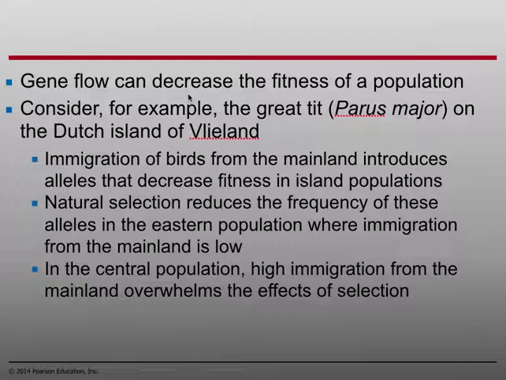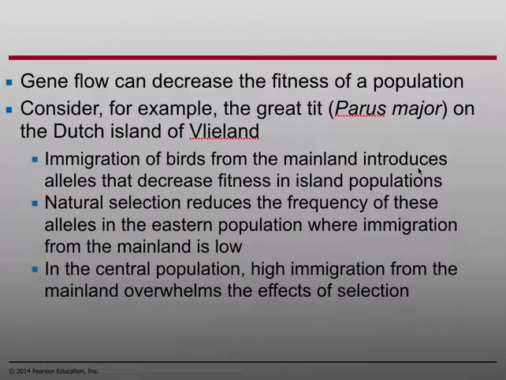Gene flow can decrease the fitness of a population. Like I'm talking about with the dogs, those purebred dogs tend to have a lot of health issues, and they suffer from anywhere from hip dysplasia to bad gums and bad teeth and slipped vertebrae. Another example is the bird the great tit, Parus major, on the island of Vlieland. Okay?